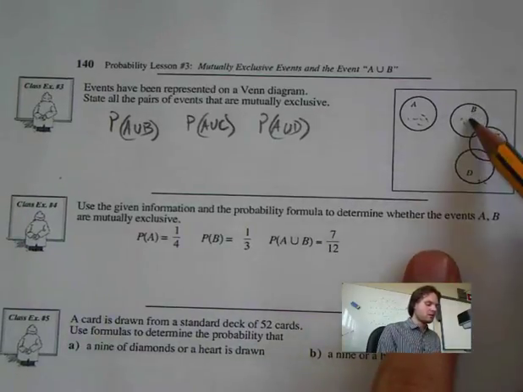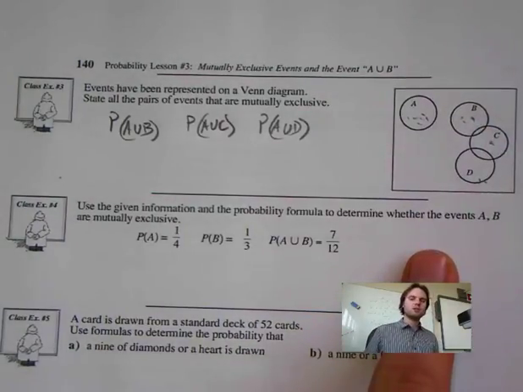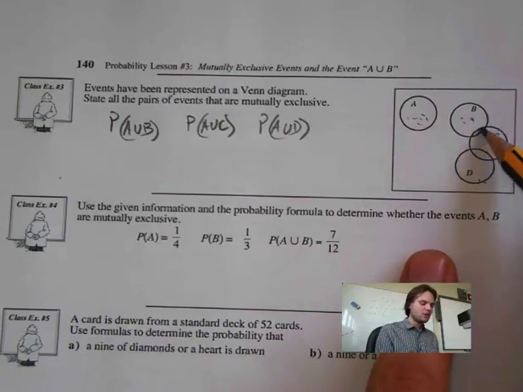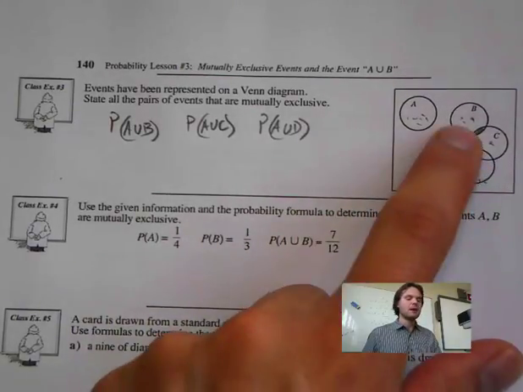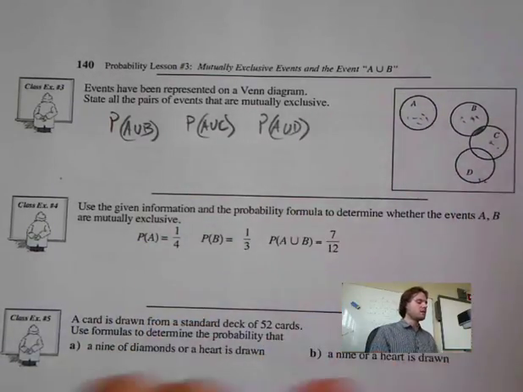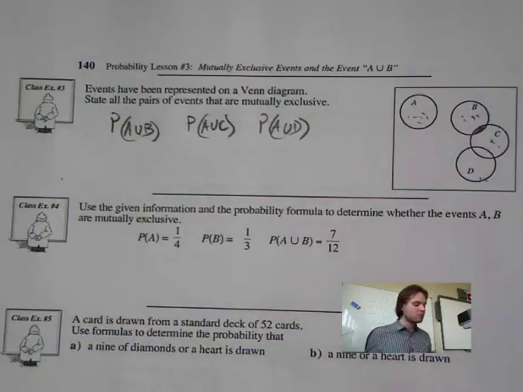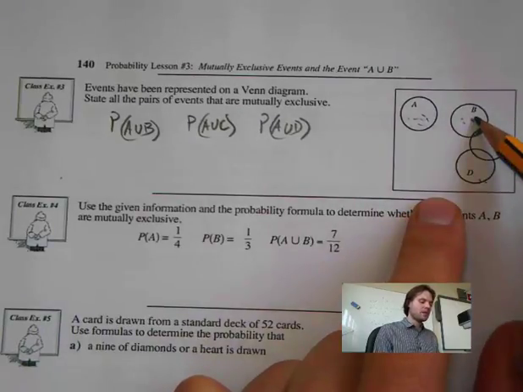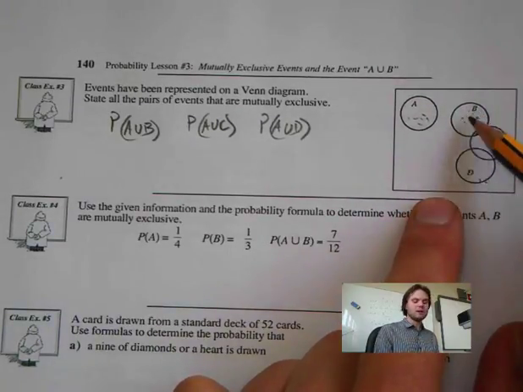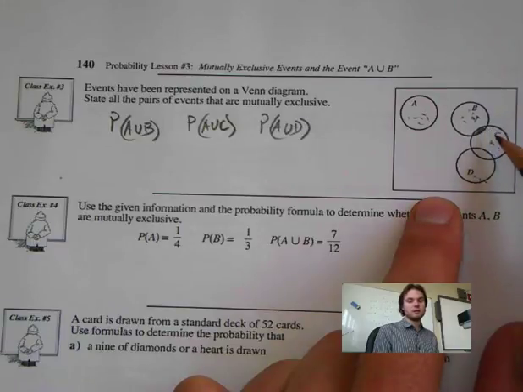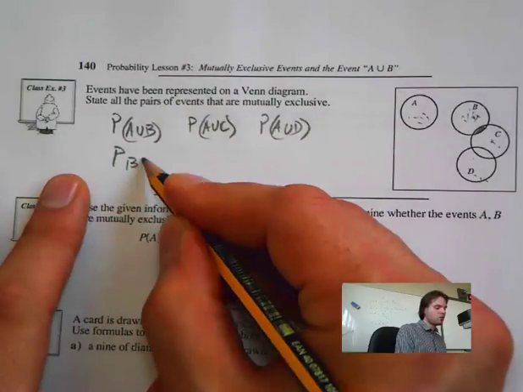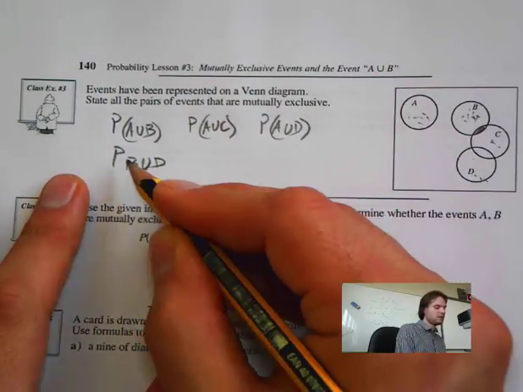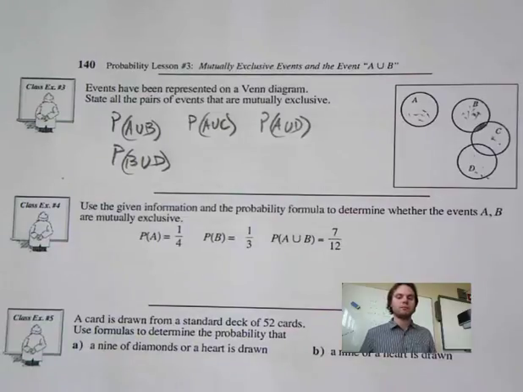Now I'm going to look at B. B and C. Are those mutually exclusive? Well, we have this little bit here. That's an overlap. So some of C is in B and some of B is in C. Therefore, B and C are not mutually exclusive. Now we look at B and D. Well, none of B is in D. Some of B is in C, some of C is in D, but none of B is in D. So probability of B or D, the union of B and D, that is mutually exclusive as well.